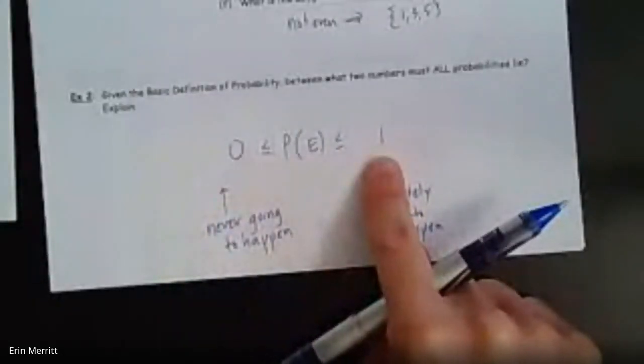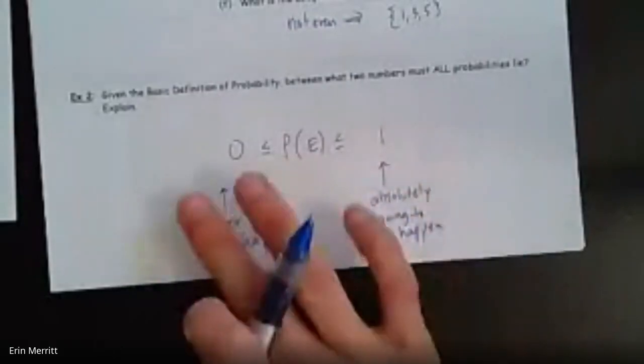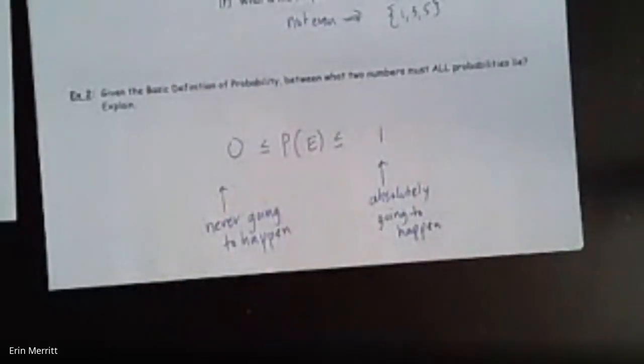All right, what about the probability that it's absolutely going to happen? That is a guarantee. That should be 1. So all probabilities are going to fall between 0 and 1. Now, in terms of percentages, we'd say 0%, 100%, but I want you to leave it as 0 and 1 there. All right? So that's where I want your answers to be.